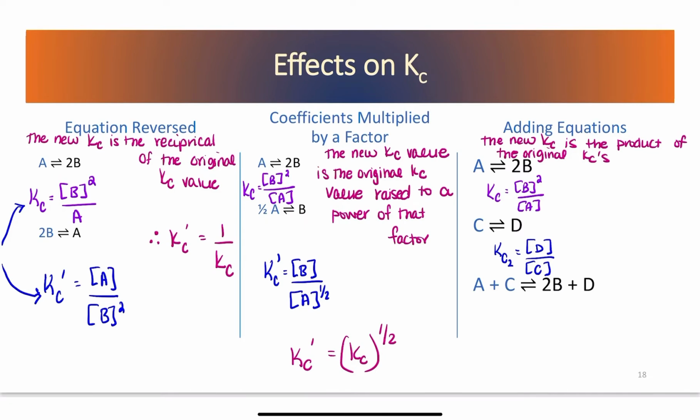Now, I'm going to add these equations together. My reactants add together, my products add together. I have A plus C in equilibrium with 2B plus D. Call this Kc prime. It's equal to B squared times D divided by A times C, which is the same as Kc1 times Kc2.